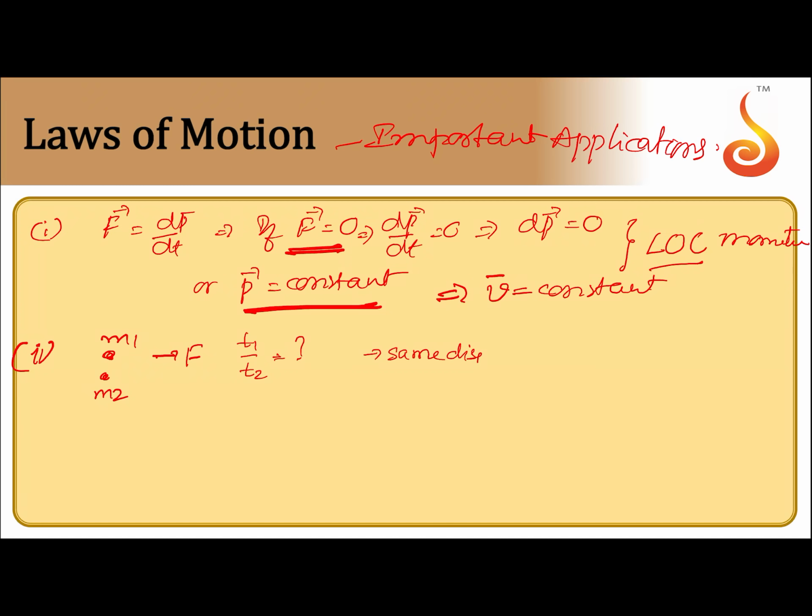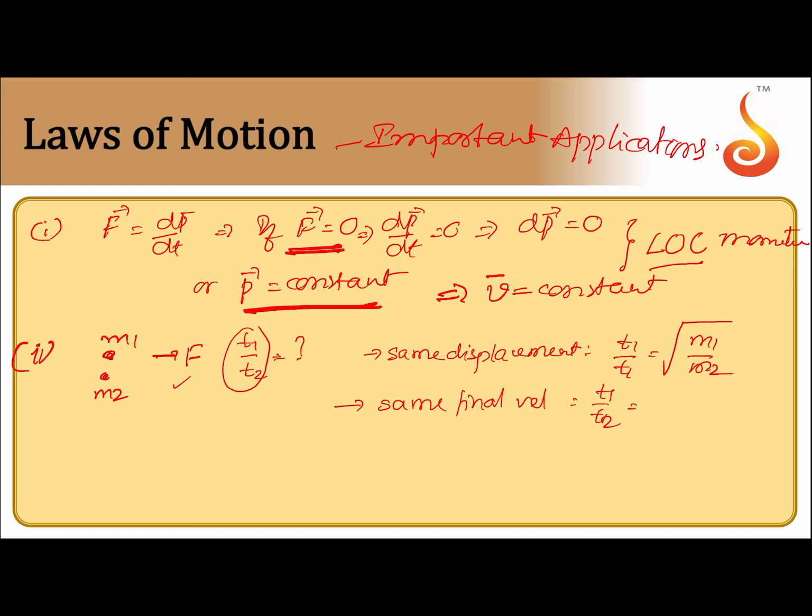First of all, same displacement. So two objects, same amount of force acts on them, and our objective is to find the ratio of time such that same displacements occur. If that be the case, T1 by T2 is equal to square root of M1 by M2. Suppose they have the same final velocity, then the ratio of time T1 by T2 is equal to M1 divided by M2.